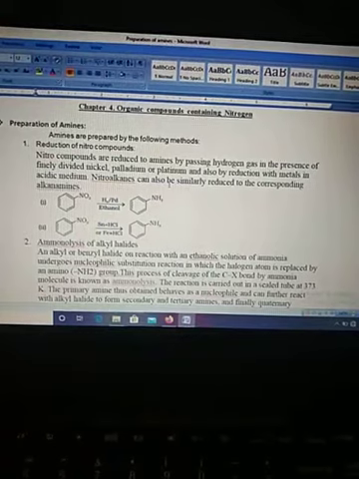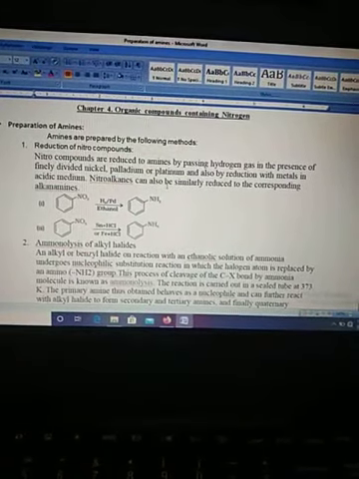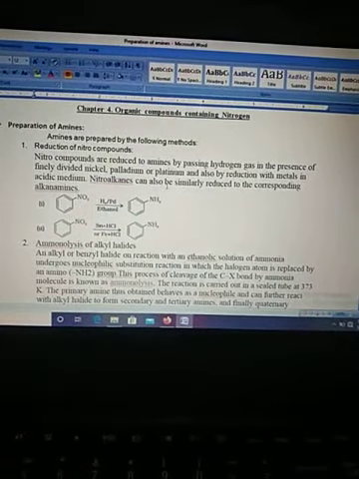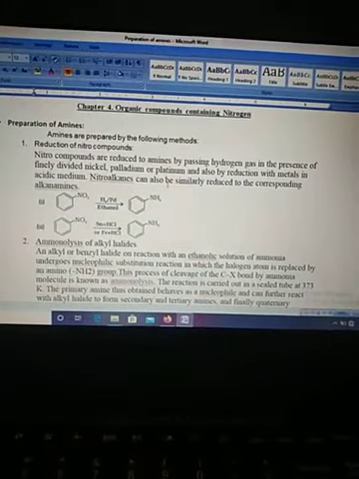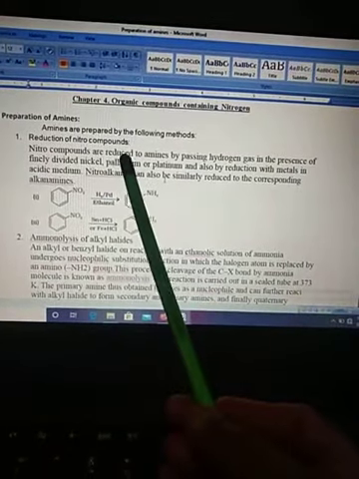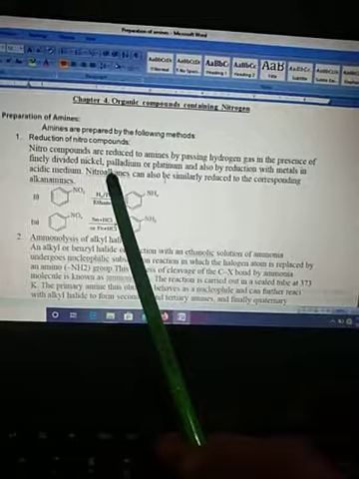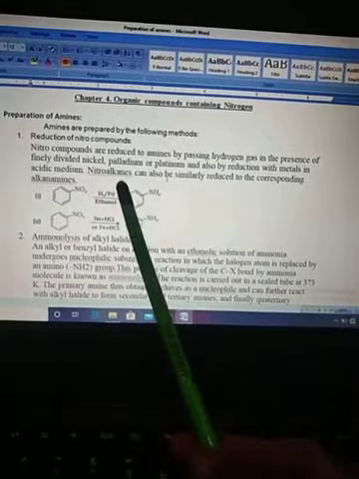Amines are prepared by the following methods. We have around 7 methods, and we'll see them one by one. The first method is reduction of nitro compounds. That means we can obtain amines by reducing nitro compounds.